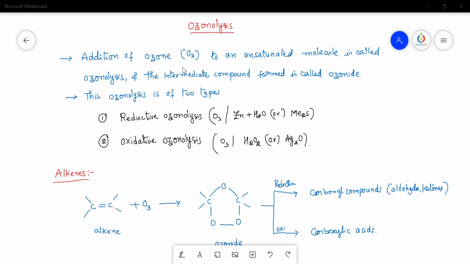When it comes to the types of ozonolysis, it is of two types. One is reductive ozonolysis, in which we use ozone followed by the reaction with either zinc water or dimethyl sulfide. The second one is oxidative ozonolysis, in which again we first add ozone followed by the reaction with either hydrogen peroxide or silver oxide.